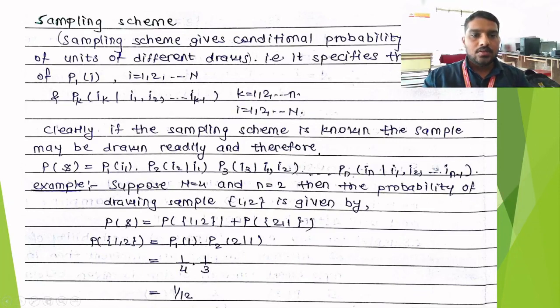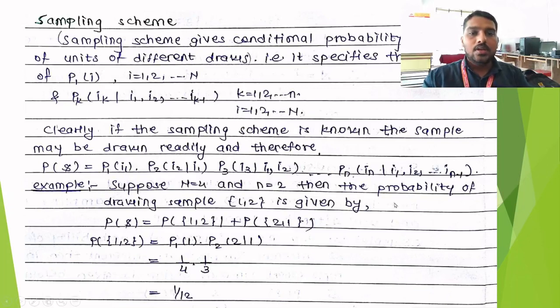So if we consider again a population consisting of 4 units, 1, 2, 3, 4, and we have to draw a sample of size 2, then the probability of drawing sample 1, 2 is given by the following. If we consider equally likely events 1, 2, 3, 4, the probability of getting any of the units is equal to 1 by 4, 1 by 4, 1 by 4, 1 by 4.